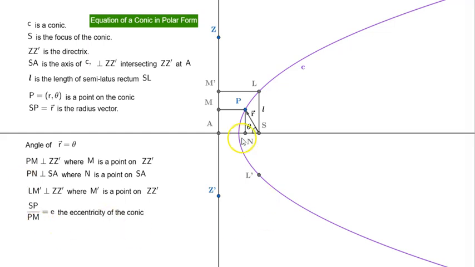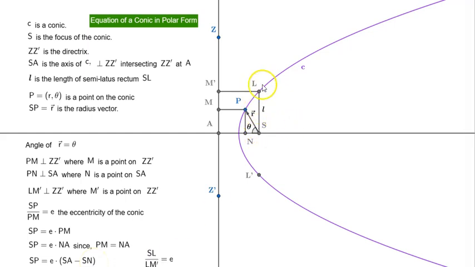Now here the ratio of SP to PM is equal to e, the eccentricity of the conic. This can be written as SP is equal to e times PM. But PM is equal to AN. So that means it can be written as SP is equal to e times AN or NA. NA can be written as SA minus SN. So SP is equal to e times (SA minus SN).